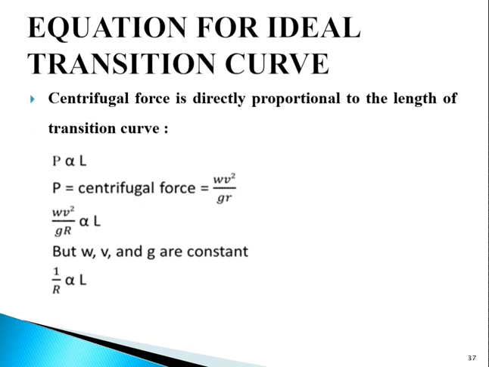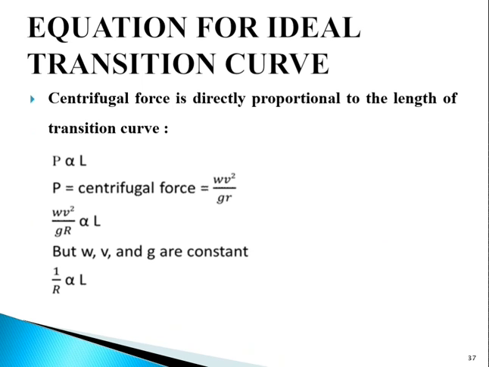If we talk about centrifugal force, it is directly proportional to the length of transition curve, and it will be given by P. P is proportional to L. So P is equal to centrifugal force, which is given by WV square upon GR. So WV square upon GR is proportional to L. But W, V and G are constant, so 1 upon R is proportional to L.